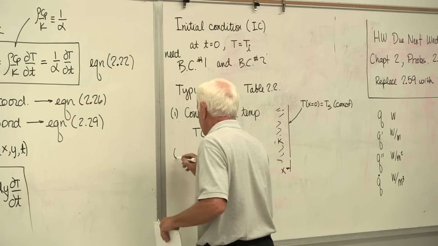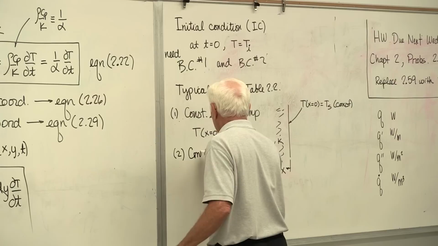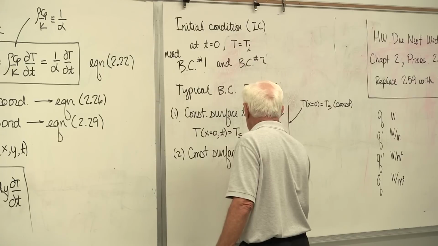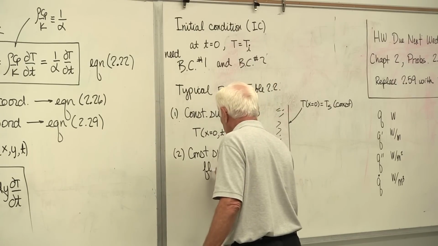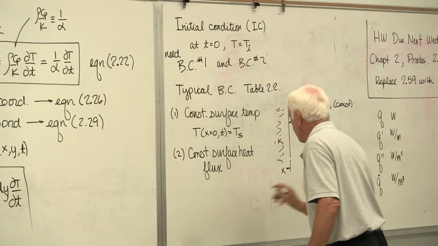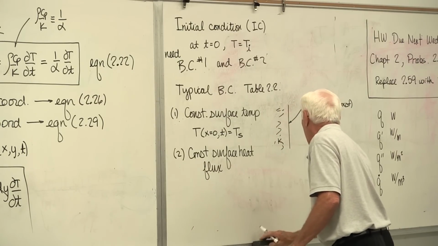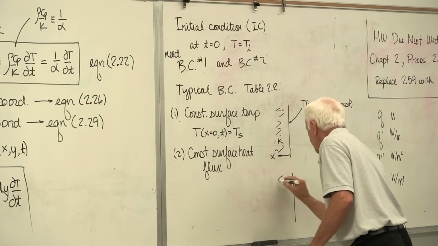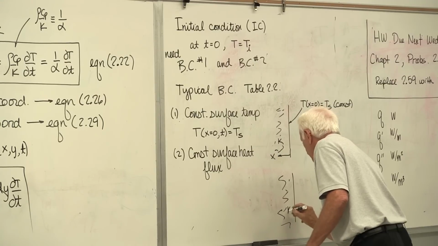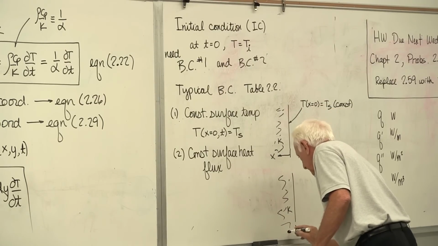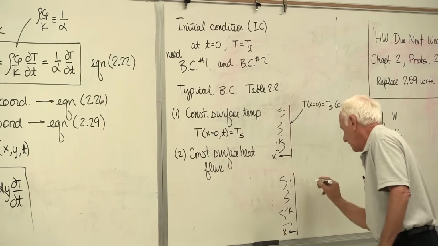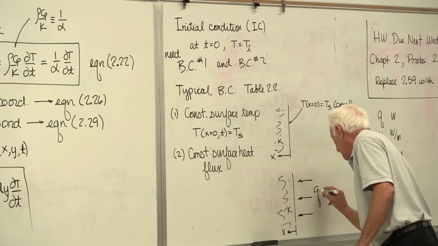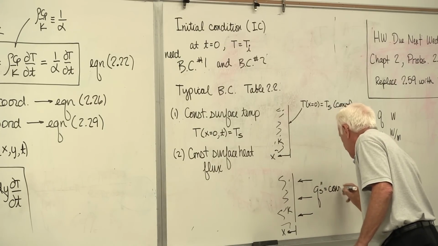Number 2, constant surface heat flux. For this boundary condition, here's a wall again, thermal conductivity k. I'm going to measure x into the wall. x equals 0 is the surface. And for this one, I have a constant heat flux on that wall, q_s double prime equals constant.